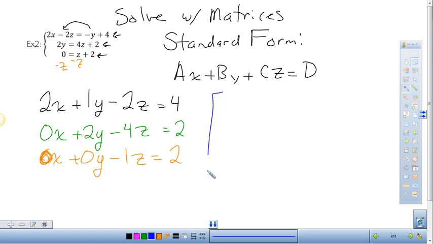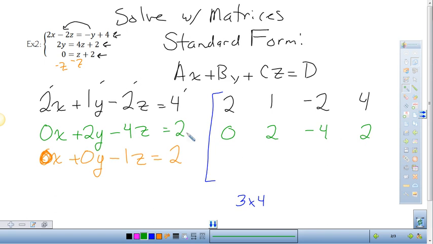We are going to pop it into a 3 by 4 matrix. So it's always going to be a 3 by 4 for these. My first row is 2, 1, negative 2, 4. My second row is 0, 2, negative 4, 2. That's why writing in those zeros is helpful. And my last one is 0, 0, negative 1, 2.